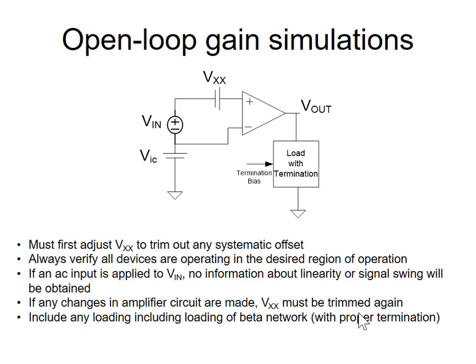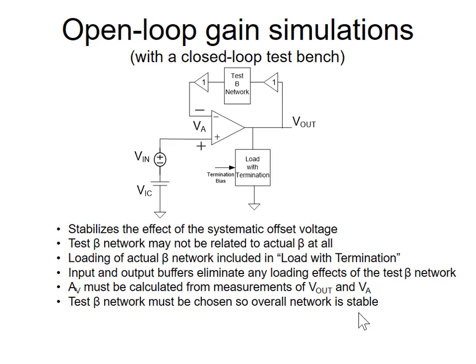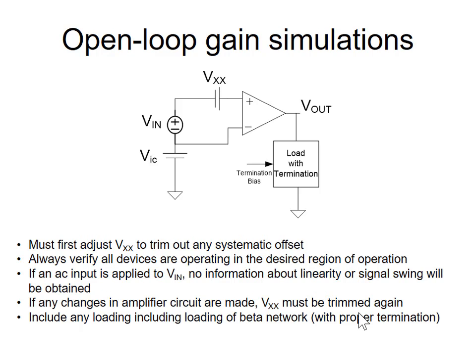If you do this for simulation, this gives us a loop gain. If you change anything in your circuit, you probably have to change your loading again. You have to change VXX again probably as well. This is a way that is probably easier to work with. So with a previous structure, it's a little bit of a hassle, anytime you change something in the network, to go in and retweak out the offset voltage with VXX and retweak the termination bias on the load network.